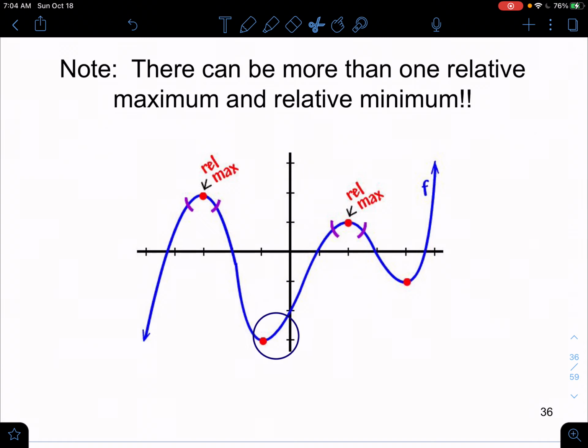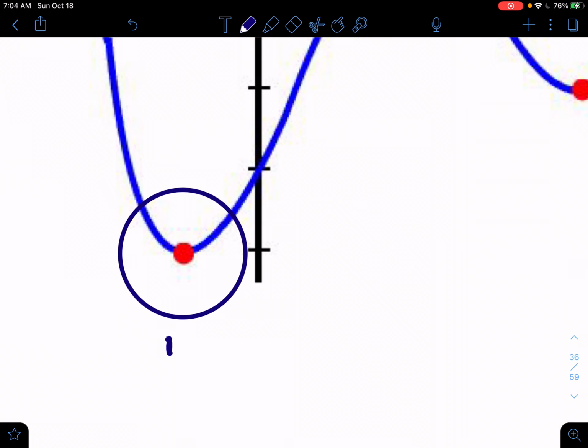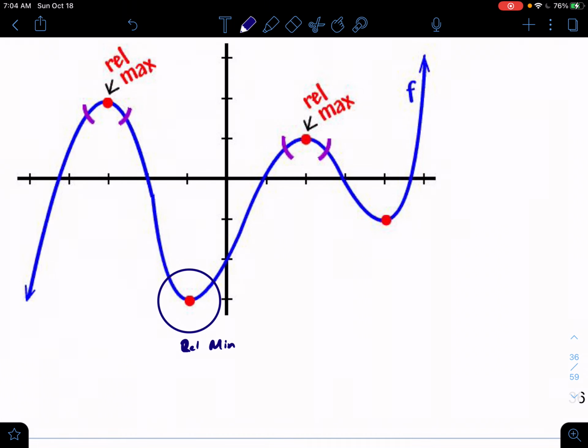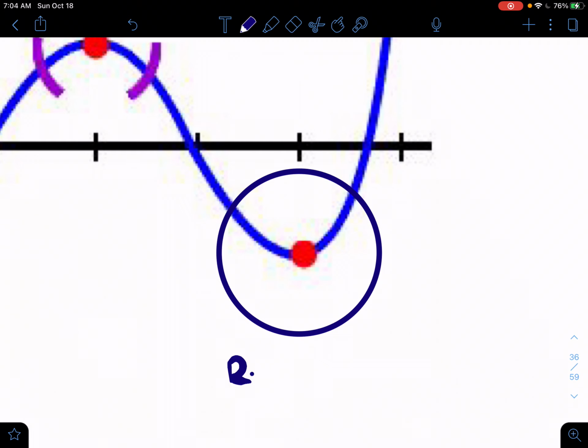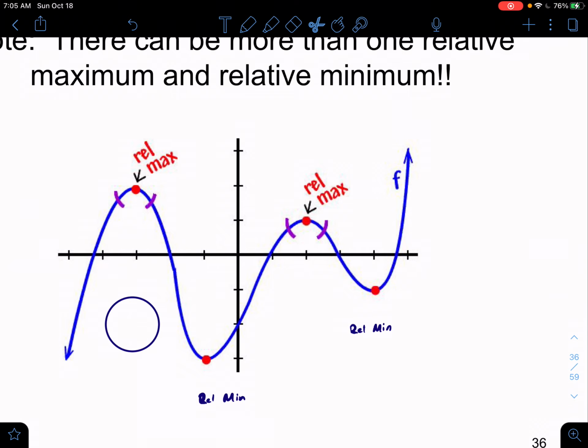And then actually on the same graph, we can see down here that this would be a relative minimum because it's a low point for our function there, relative to the rest of the graph around it. And similarly, we would have another relative minimum over here. Now, it's important that for something to be a relative max or a relative min, it's just compared to what is around it.